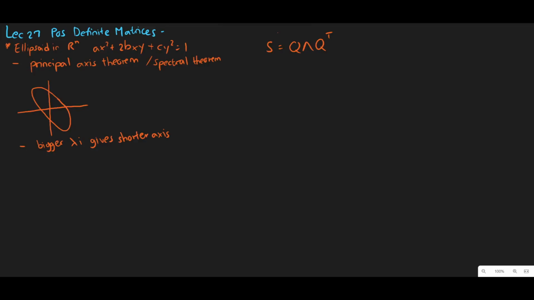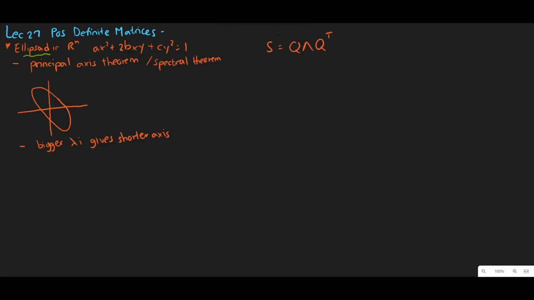Hello, this is the summary of lecture 27 on positive definite matrices, and here I will discuss the last topic that is in the book and also in the lecture, which is about the ellipsoid in Rn, having this equation that we saw earlier, the polynomial equation that is derived from the matrix, and we set it equal to 1. And that will result in some kind of ellipsoid in the graph.